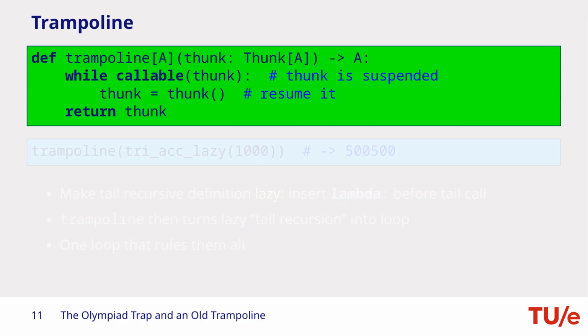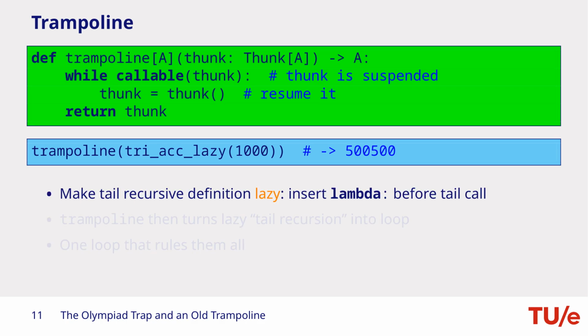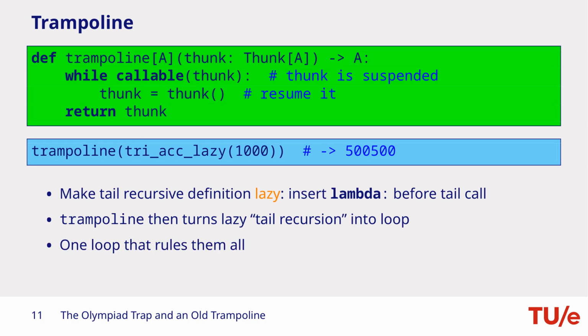To make tri acc lazy compute triangular numbers, we can use a trampoline, which repeatedly resumes the suspended tail calls. Together with the generic trampoline, the stack is not loaded, and it can compute tri 1000 without overflowing the stack. The recipe is simple. Insert an empty lambda before every tail call. The generic trampoline then turns lazy tail recursion into a loop. There is now only one loop, which can handle all lazy tail recursive functions.